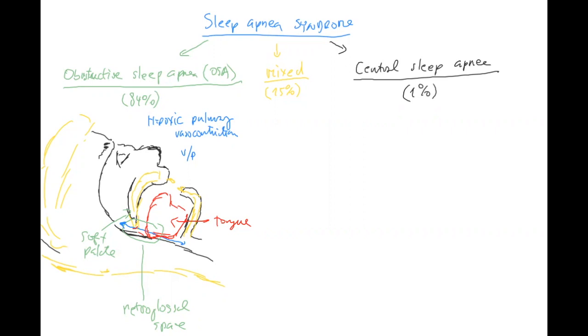So during these apneic pauses, you have increased pressure in the pulmonary artery because of the resistance. It's an increased load for the right heart, and you end up after many years with pulmonary hypertension. At least 50% of people end up with pulmonary hypertension. And this is one of the important mechanisms.